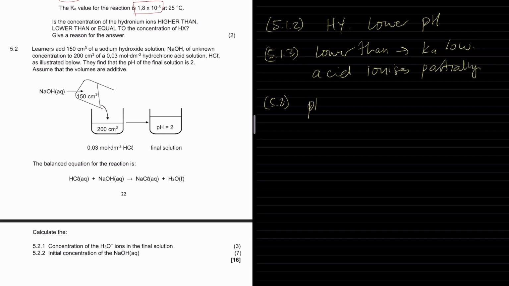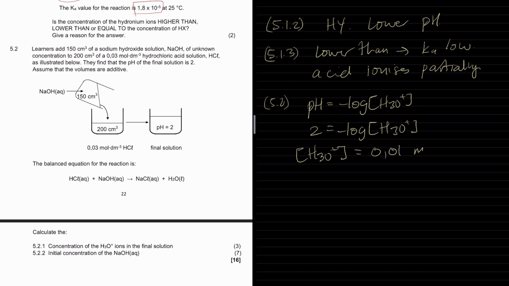So pH is equal to minus log the concentration of H3O plus. So 2 is equal to minus log concentration of H3O plus. The concentration of H3O plus is then equal to 0.01 moles per dm cubed. Now question 5.2.2. Calculate the initial concentration of the NaOH.